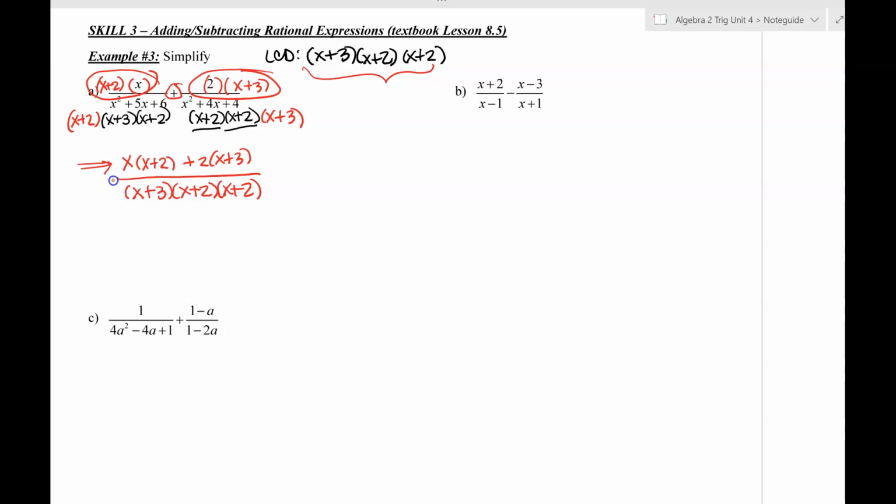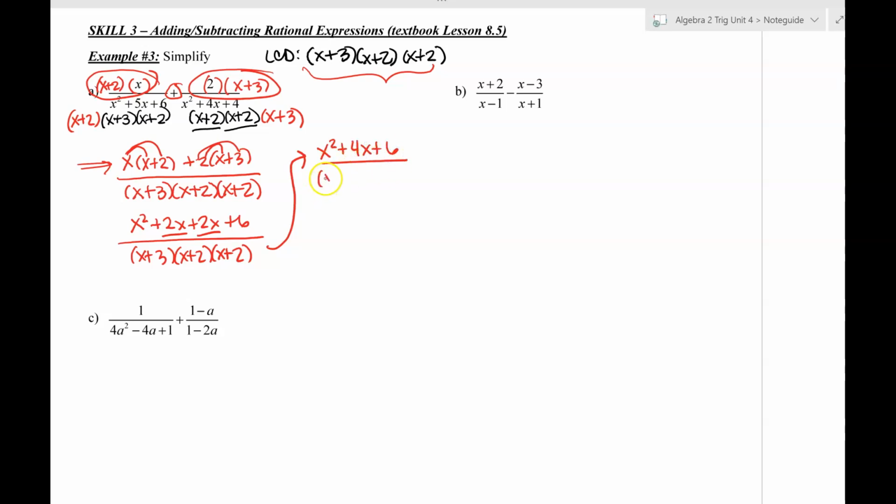And you need to turn those factors into their own individual terms to see if there are like terms to add together. So by that, I mean you need to distribute this and see what we have as individual terms here. We have x squared plus 2x plus 2x plus 6. And now I'm going to simplify that numerator. I'm going to continue my work right here. These two x terms can combine together to make x squared plus 4x plus 6. Again, all the addition is happening in the numerator once we have this common denominator.